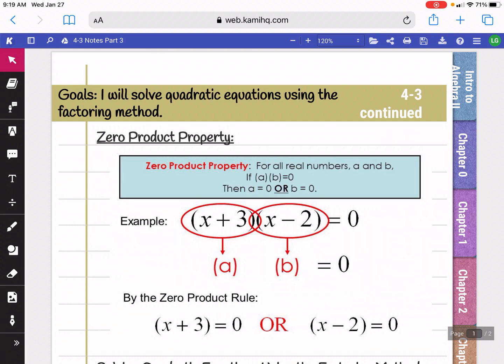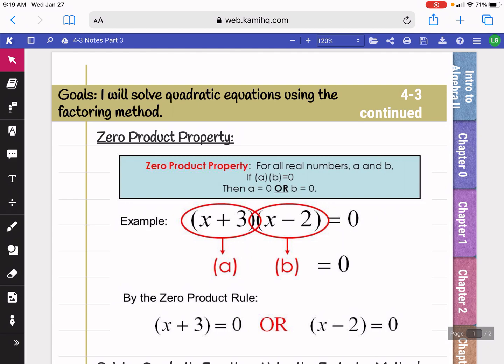In this video, we'll be learning how to use factoring to solve quadratic equations. So the zero product property tells us that anytime you multiply things together, if your answer is 0, that means that either the first thing that you multiplied or the second or both are equal to 0.